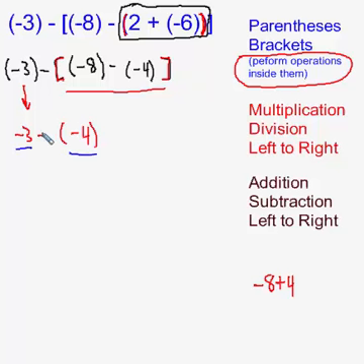So the operation here is subtraction. And again, you can change the subtraction to addition and then change the sign on the second number to positive 4. And finally, you'd have negative 3 plus 4, which gives us 1. And that would be my final answer.